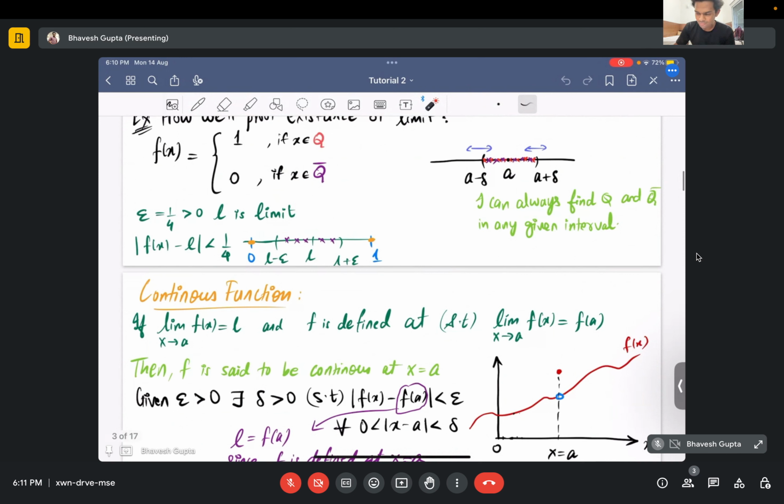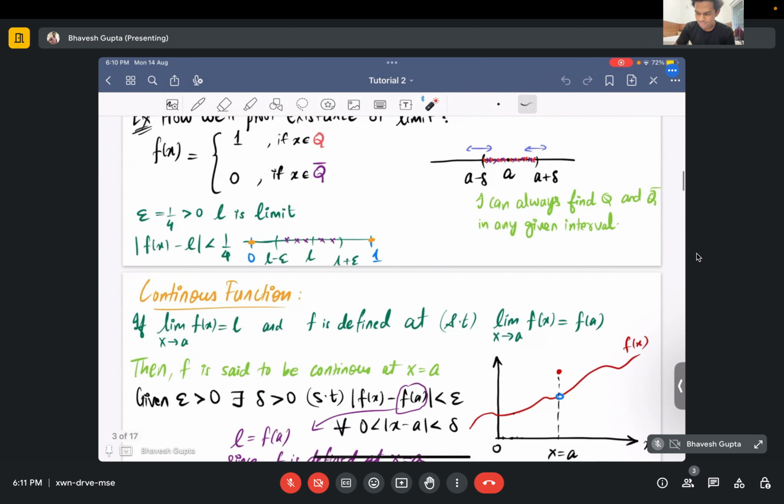Now what we'll do, first we'll try to understand whether this function is continuous or not, for example at x equal to a. For that, we will first calculate what is called a limit. And if this limiting value is equal to this function value which is in the definition, then we can say that this function is continuous.